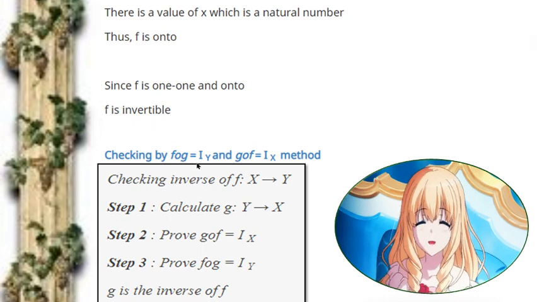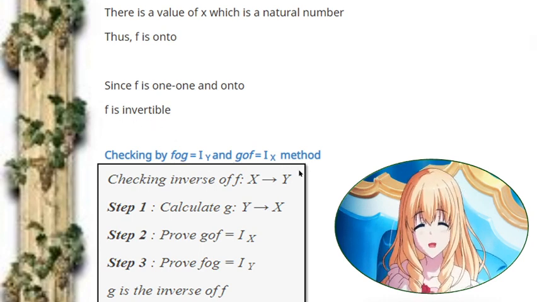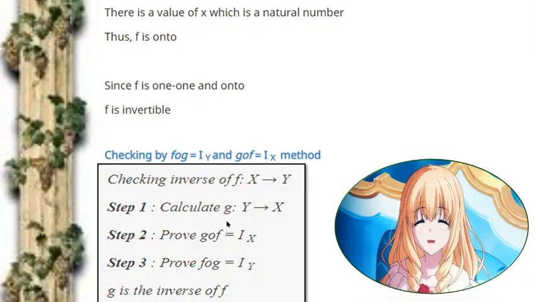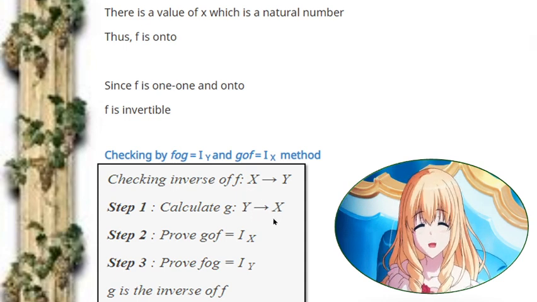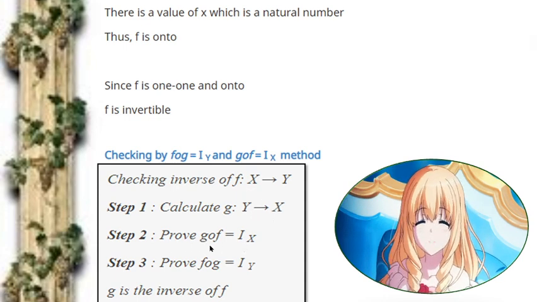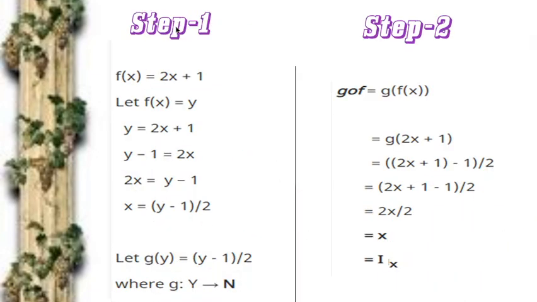Now we can check the same by using this fog and gof method. Here first of all we have to define another function where domain and codomain will be swapped. Then we have to prove gof is equal to Ix and fog equal to Iy. So step 1, let's take the function 2x plus 1, let it be equal to y, y equal to 2x plus 1, and let's calculate x in terms of y. Now g(y), let it be g(y).